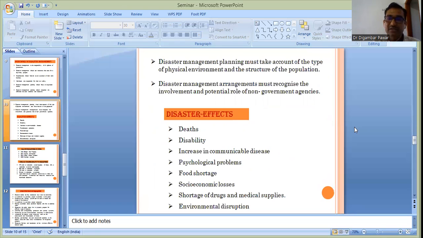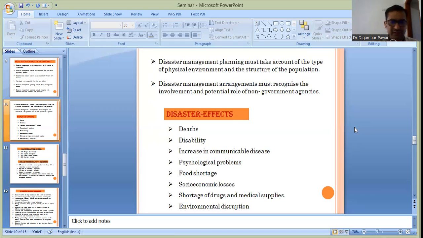Effects when disaster occurs. Death is there. Over the last few decades, millions of people have been killed by various types of disaster. Disability is there. Increase in communicable disease is there, like COVID-19 is an example of a communicable disease. Then psychological problems are there.